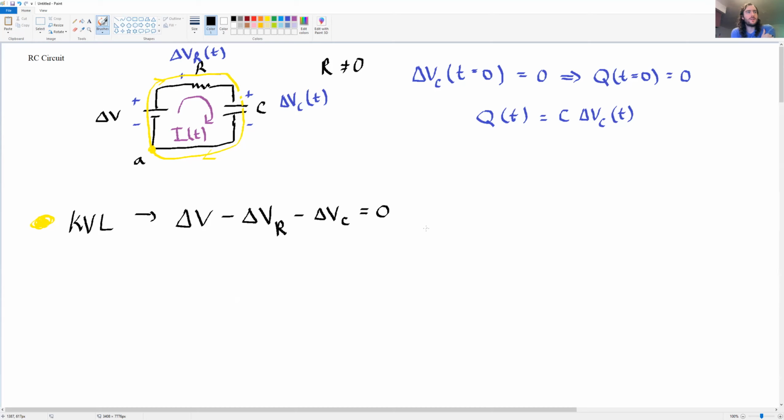If this is going to be equal to 0, well, then that tells me that the potential difference across the source has to be equal to the sum of the potential difference on the two components here, like so. And it also tells me that since I have a constant on the left side, I must also have a constant on the right side of my equation. So this is constant. That means that this is also constant.